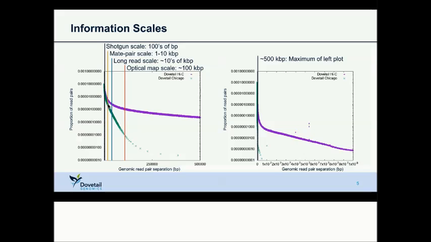The Chicago read pairs will go out to as far as the biggest fragments of DNA that we put into the library prep. So if we put in 100 kilobase fragments, the largest Chicago read pairs we will see will span up to 100 kilobases in the genome. And they always follow this sort of characteristic decaying read pair separation distribution.